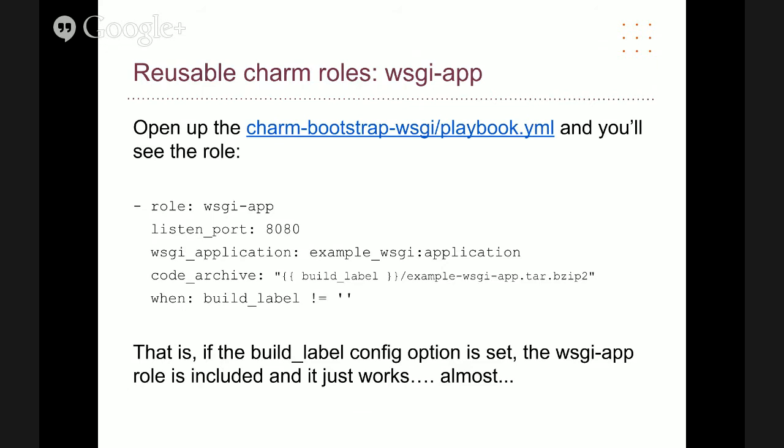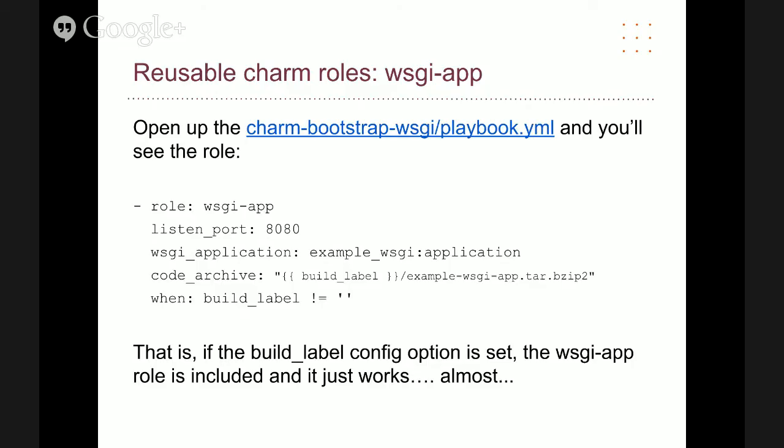So that WSGI app role, all we're doing is telling it the location of our WSGI file. In this case, the example WSGI has an application function in it that'll give us the WSGI. It defines where the code archive is that should be used. There you go. And it's got a little clause there which says only actually use this role if the build label is specified.